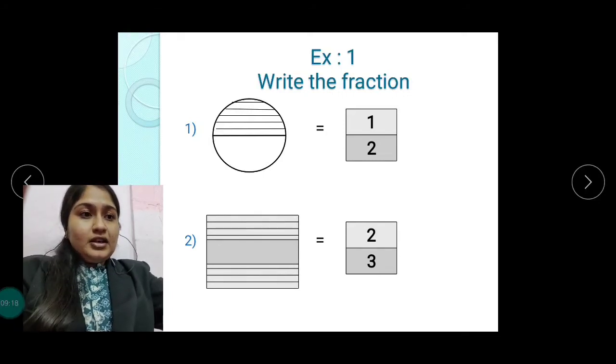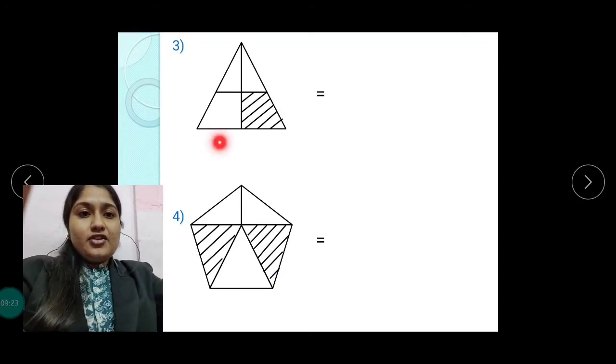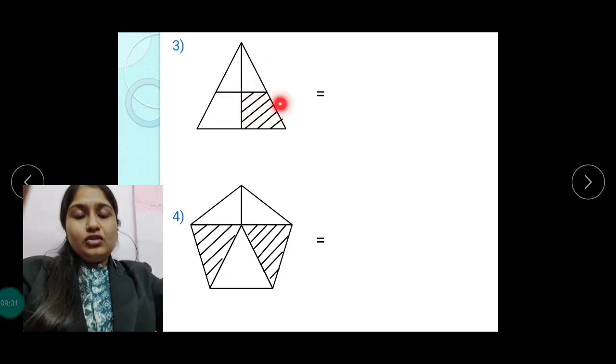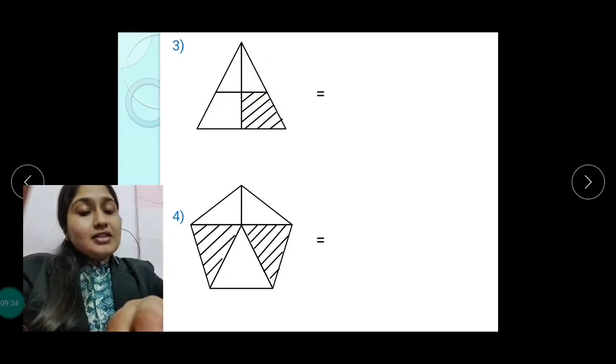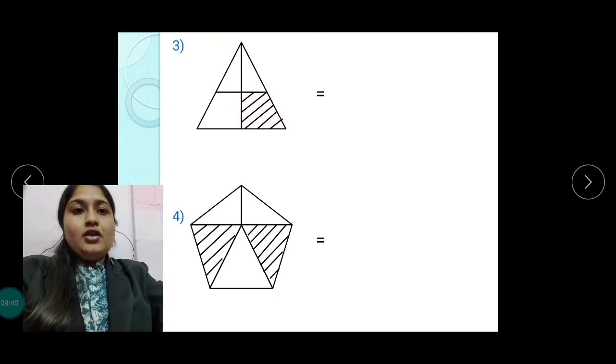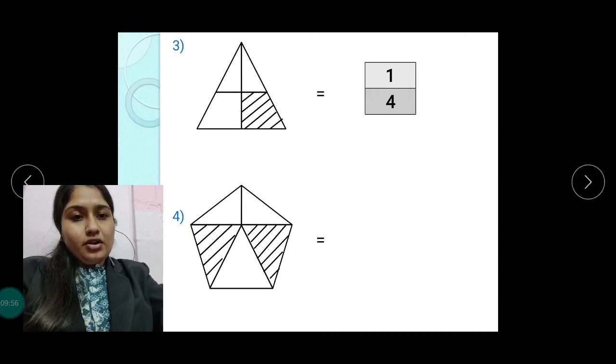Okay, continuing with the third one. Yes, here students, in the third one you can see a triangle. A triangle is divided into 4 parts. See, first, second, third and fourth, right? So students, total parts are 4 and the shaded part is this one, only one, right? So the shaded part we will write above and total parts we will write below. Yes students, so what will be the answer? Yes, 1/4. So our answer is 1/4, or else you can say quarter.